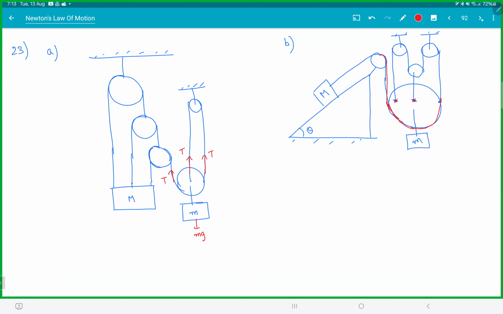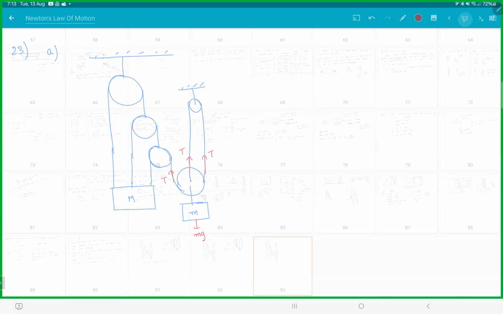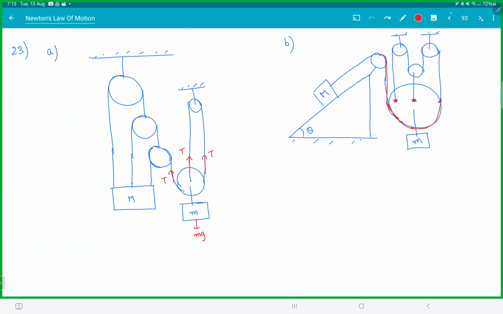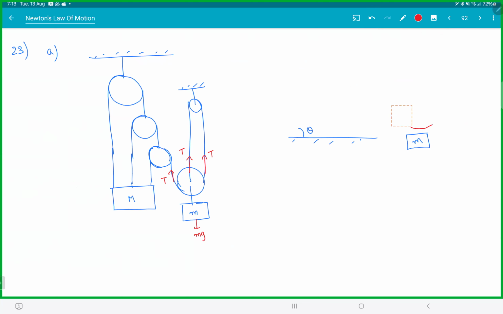So you can clearly see here, three times tension is balancing small mg. It is an equilibrium. And if that is T, this is T, this will be double tension, and this will be 2T. This will be 4T, and this will be 4T. And this would be capital Mg. So we'll have 7T is equal to capital Mg.